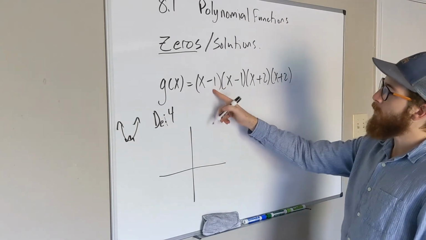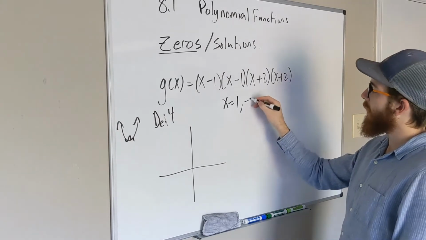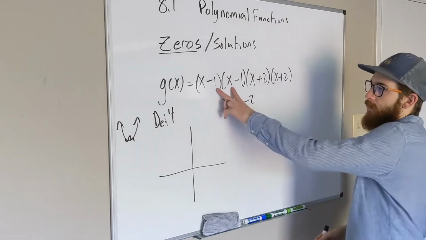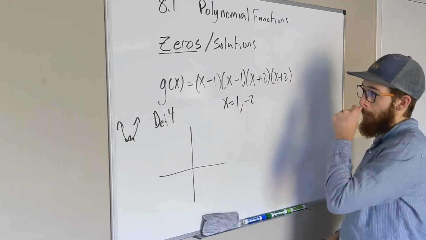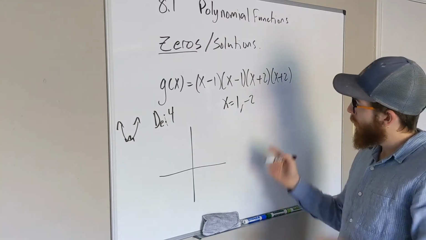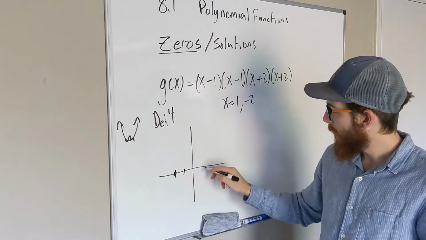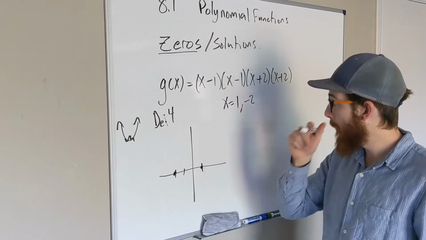So if I set x minus 1 to 0, I get x equals 1. If I set x plus 2 to 0, I get negative 2. Now, there are 2 of these and 2 of these. So what should I do? I'm going to mark down negative 2. I'm going to mark down positive 1.